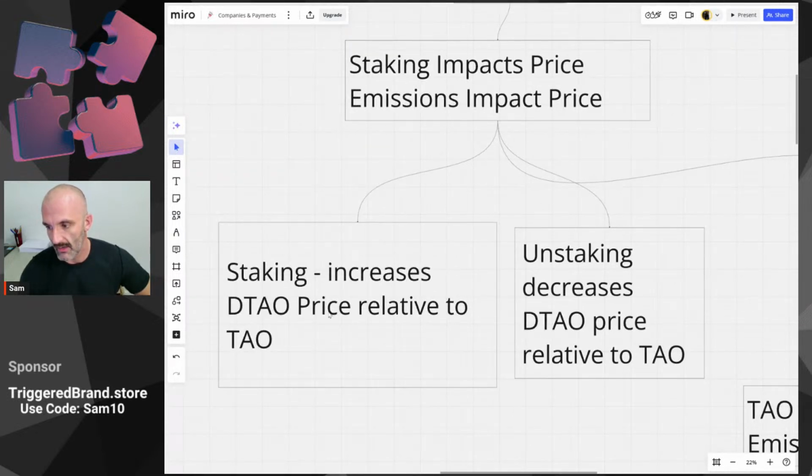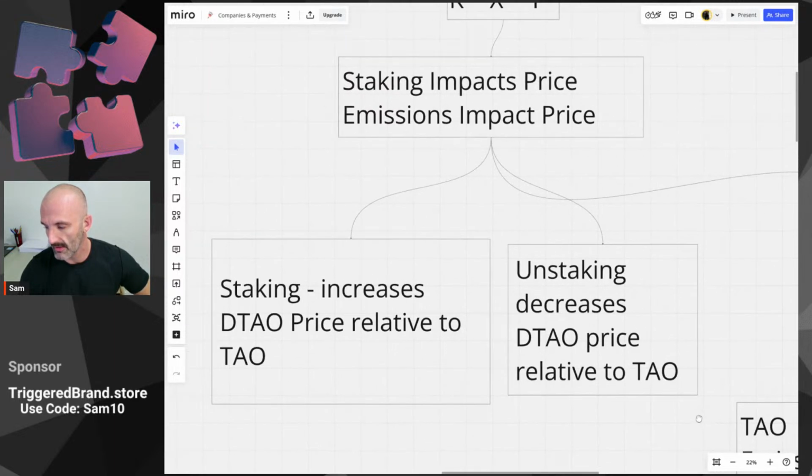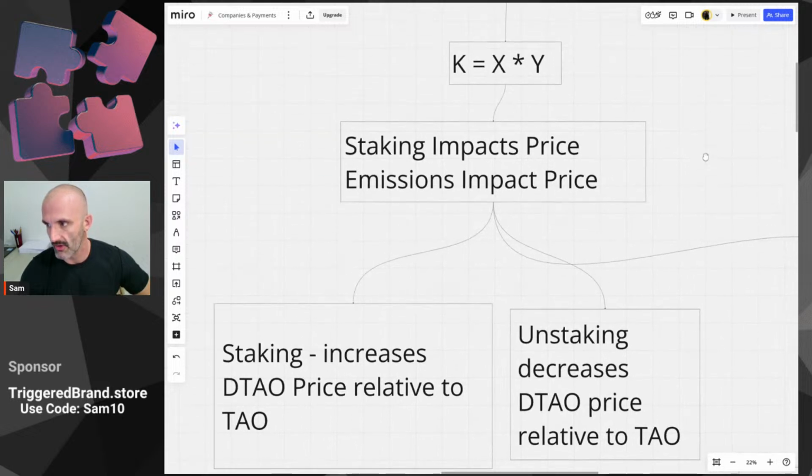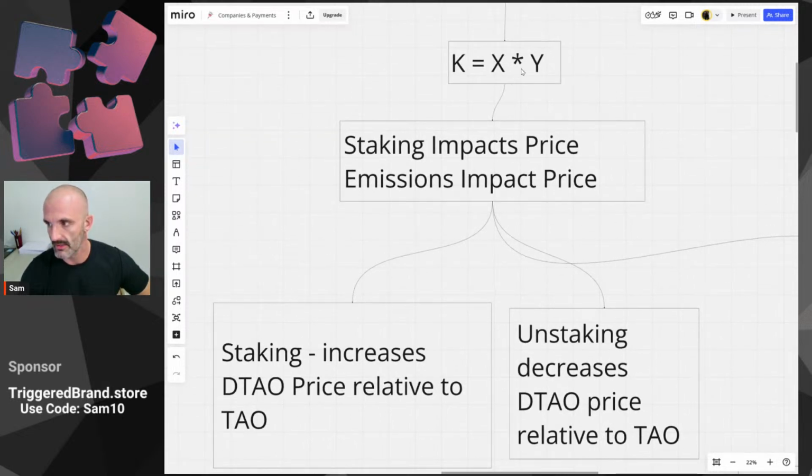Staking increases DTAO price relative to TAO. Unstaking decreases TAO price relative to TAO. So that's just a function of this formula here. If you have staked into this pool, you will receive, well, the validator of your choice will receive DTAO. You will not receive DTAO.